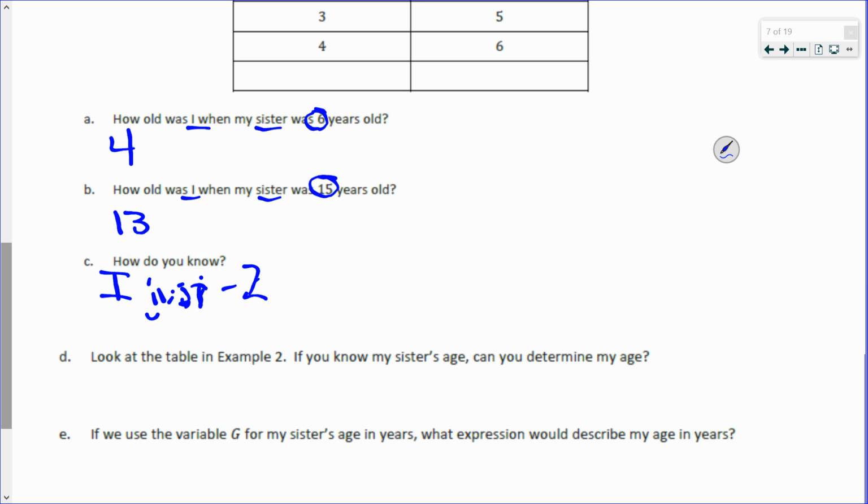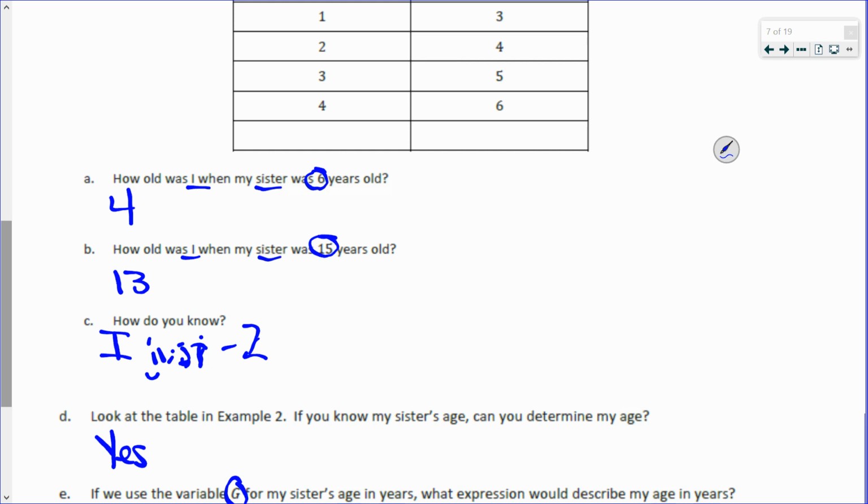Yes. If we use a variable g for my sister's age, what expression would describe my age? In other words, if I put a g here, what would I put over here to say how I could figure that out? No, I want to do it in terms of g. G minus 2. Is everybody okay with that? One thing you can always do, guys, is use a few of your values and check it.